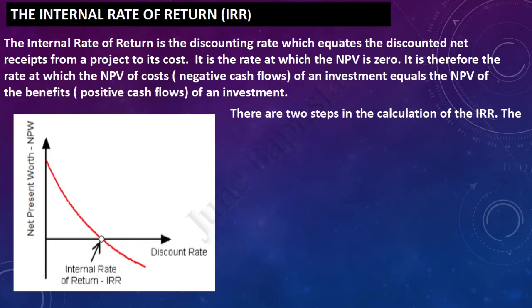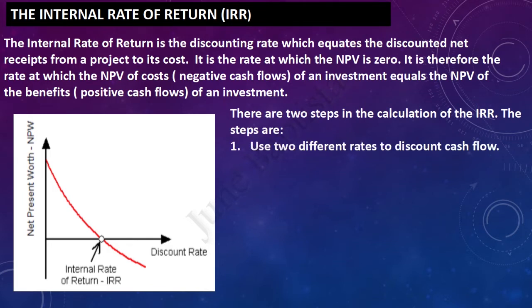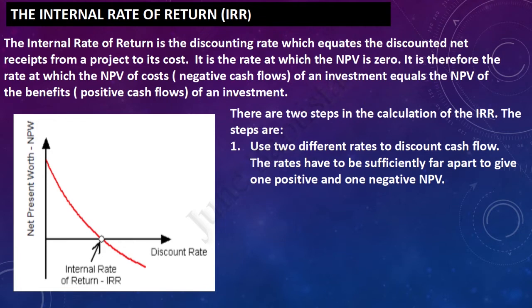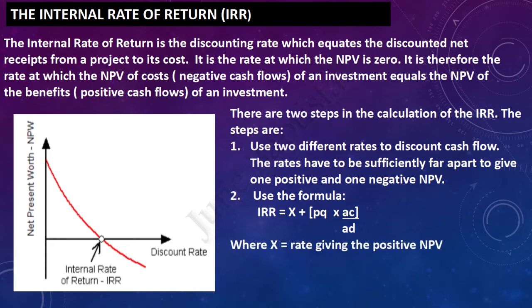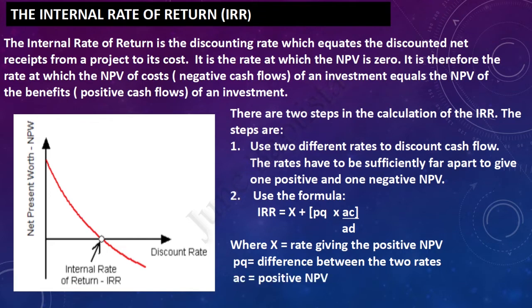There are 2 steps in the calculation of the IRR. The steps are: first, use 2 different rates to discount cash flow. The rates have to be sufficiently far apart to give one positive and one negative NPV. Second, use the formula given, where X is equal to the rate giving the positive NPV, PQ is equal to the difference between the two rates, AC is equal to the positive NPV, and AD is equal to positive plus negative NPVs, disregarding the signs, or taking the absolute values of both NPVs.